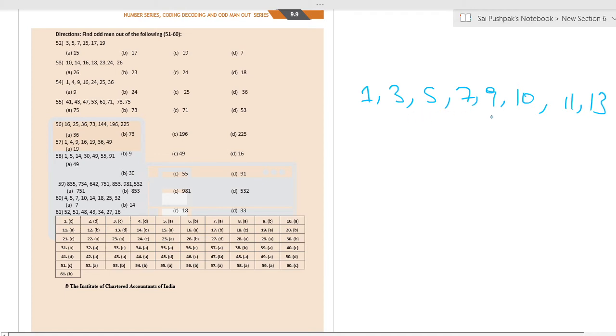So in 1, 3, 5, 7, 9, 10, 11, 13, they are all odd numbers. This is an even number. So ये सबसे हटके है ना. So the answer will be 10 only because that is the odd one. Odd number means not 1, 3, 5, 7 and all. That's what I'm saying: odd man. We have to find the odd man. So सबसे different है. So 10 सबसे different है. That will be the answer.